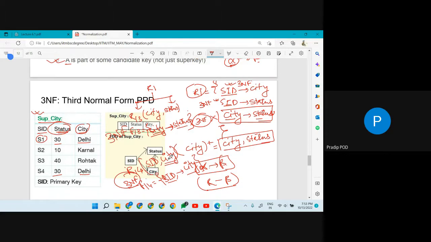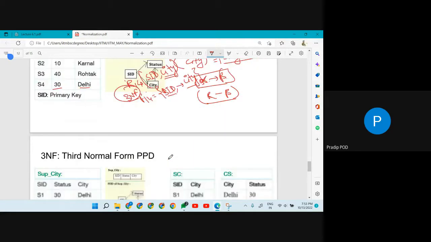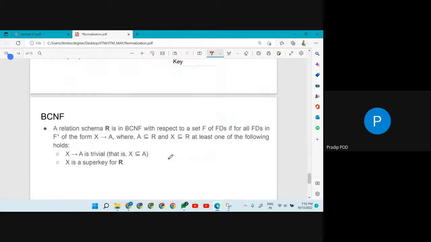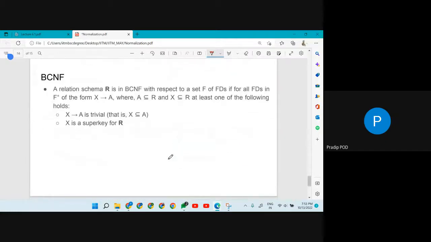So hope this is clear up to third normal form. Now we will see the BCNF, right? So in the BCNF, you can see the third normal form.